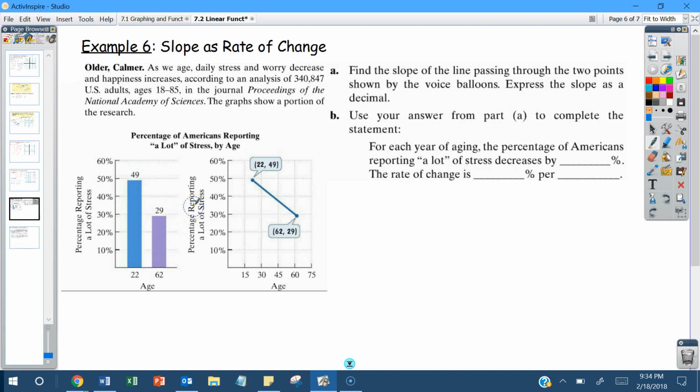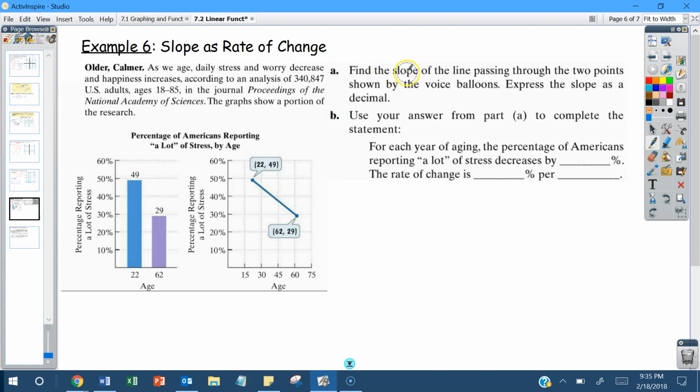So what we've done is we've taken this data and put it on a coordinate plane where the x-axis represents the age and the y-axis represents the percentage of people who respond they're stressed. So there's the 22 point. At 22, 49% are stressed. There's the 62 point right around here. At 62, 29% are stressed. So we have 2 points, and now we have a line, and we can talk about the rate of change from this line.